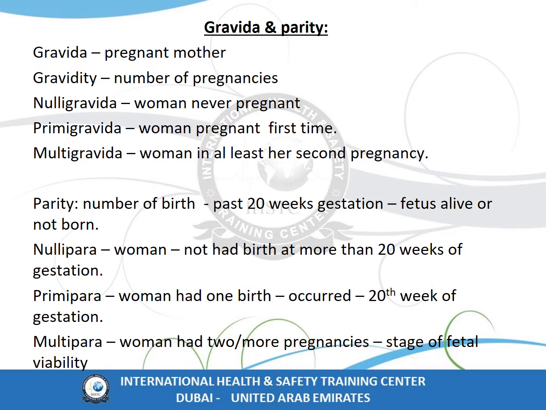A nullipara is a woman who has not had a birth at more than 20 weeks of gestation. A primipara is a woman who has had one birth that occurred after the 20th week of gestation. And a multipara is a woman who has had 2 or more pregnancies to the stage of fetal viability.